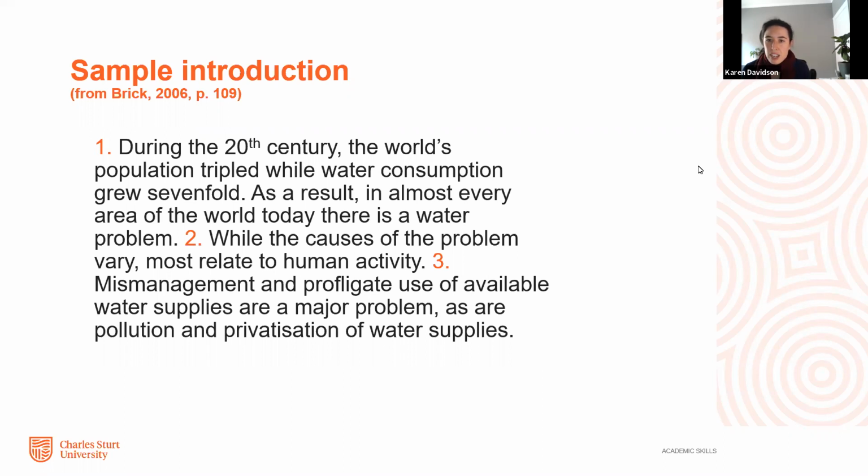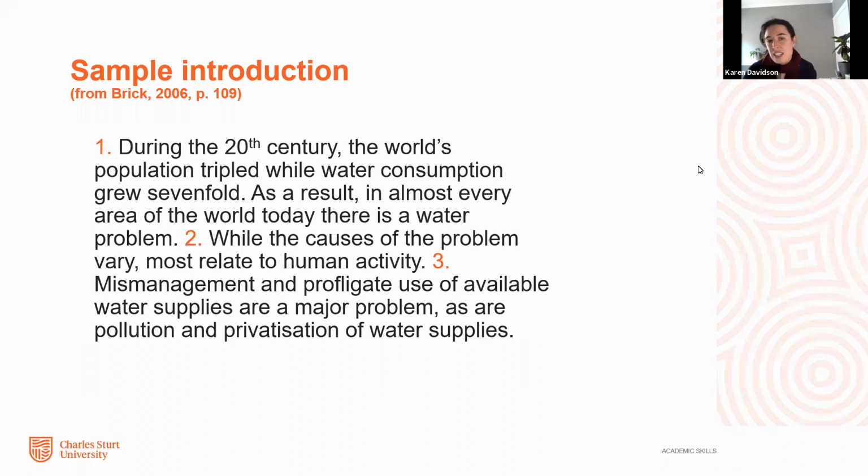Okay, so if you can have a look there and just see how those orange numbers apply to the points that I'm making on the previous slide. So the first and second sentence, the number 1 in orange, introduces the topic and then tells us what's important about it, that almost every part of the world is facing a water crisis. So why should we care? Because every part of the world is facing a water crisis.